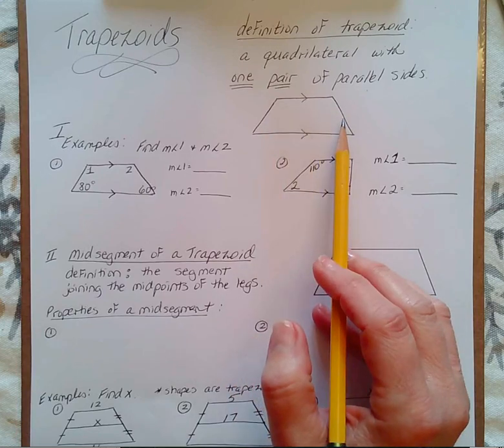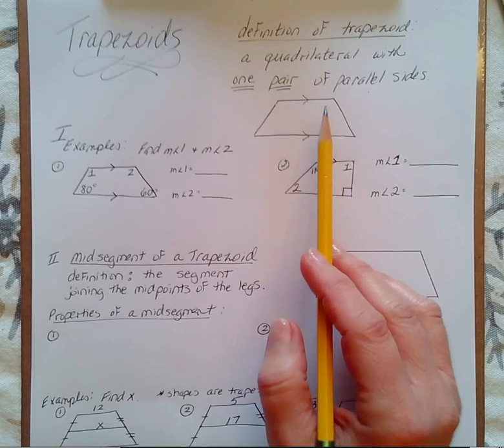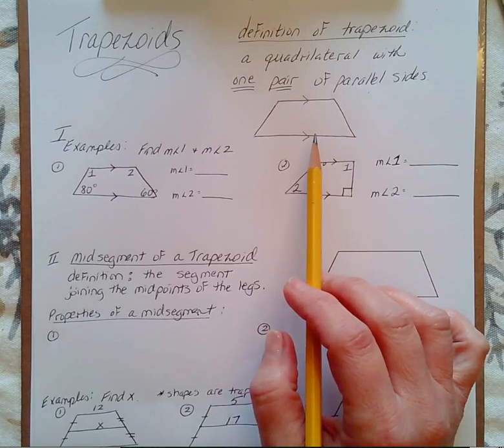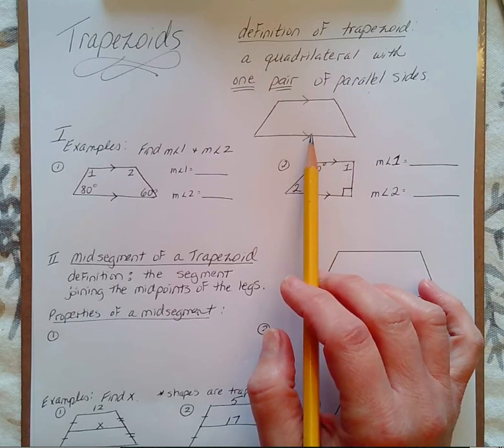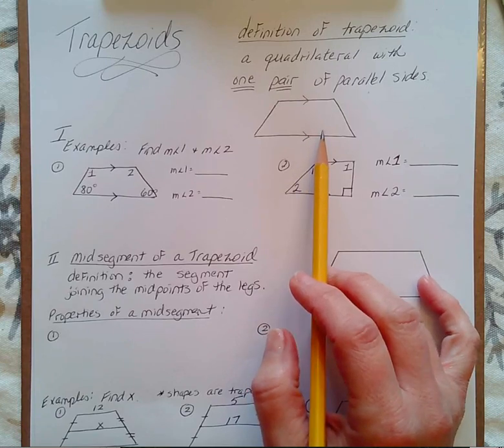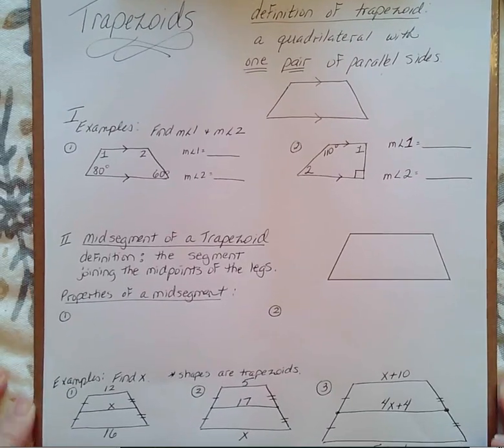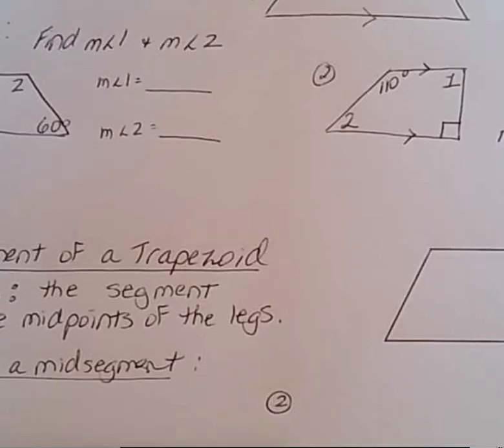If they were, that would turn it into a parallelogram, and a trapezoid is not a parallelogram, not a part of that parallelogram family at all. Completely different. We do have only one pair of parallel sides. So with that, not a whole lot of stuff we can do, but let's take a look at some of these examples. So let's move on to number one.